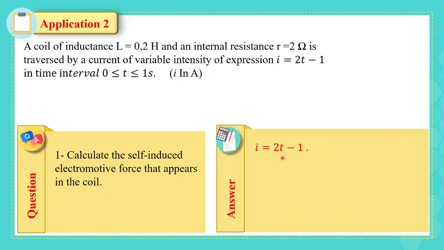i equals 2t minus 1, then di over dt equals 2 amperes per second. Since e equals minus L di over dt, so it will be equal to minus 0.2 multiplied by 2, which is equal to minus 0.4 volt.